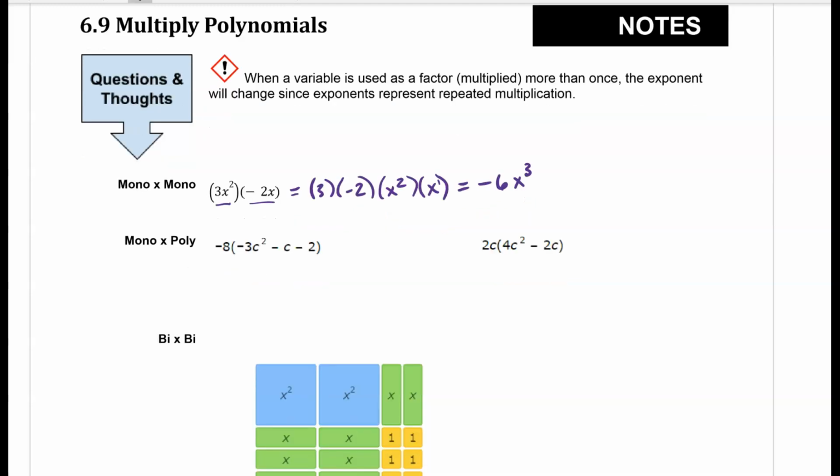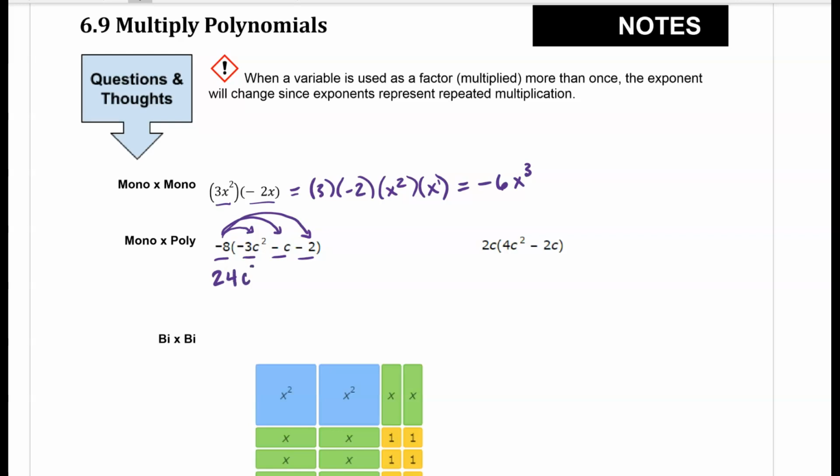In the next example, we want to multiply the monomial, which is just a constant term, negative 8, by the group, which is a trinomial. It has 1, 2, 3 terms in it. So the negative 8 has to be multiplied by each of those terms, just like that. You can draw arrows to remind yourself of what you're doing, or you can write it out. But we want to multiply negative 8 times negative 3c squared. When we multiply negative 8 times negative 3, we get a positive 24.